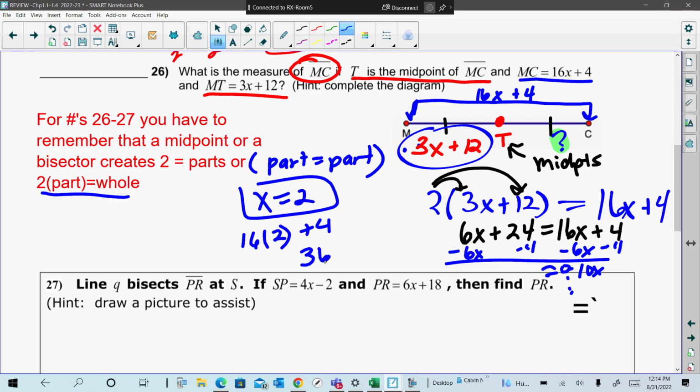Do planes intersect at a line or a point? At a line. Only 2 planes intersect at a line. Three planes would be a point.